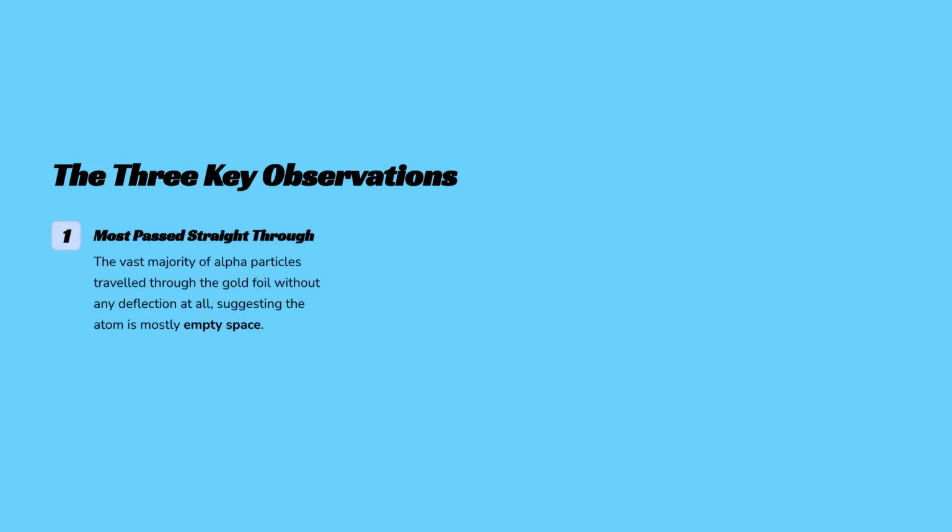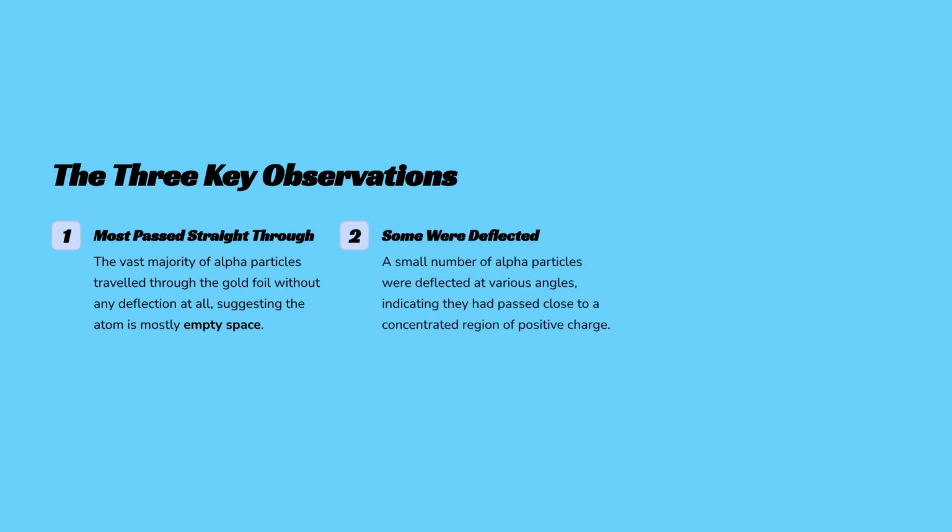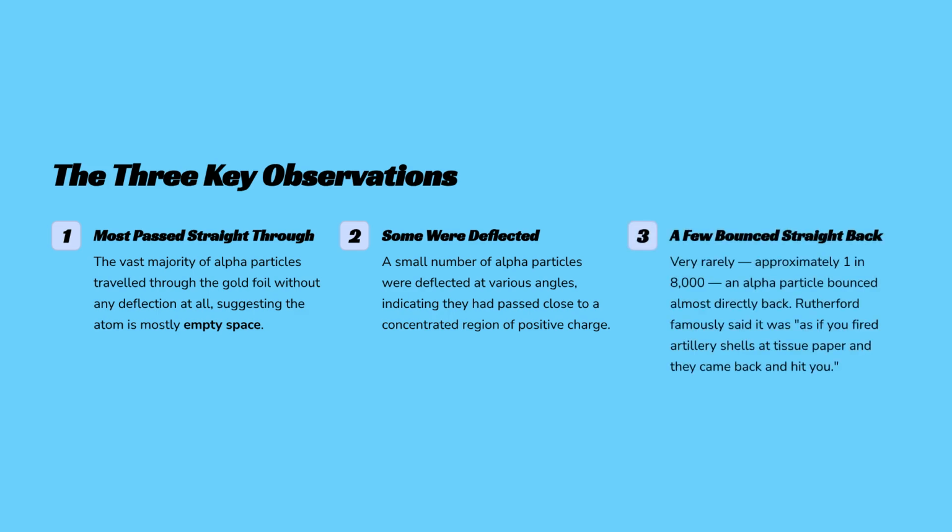The experiment yielded 3 key observations. First, most particles pass straight through, suggesting the atom is mostly empty space. Second, some were deflected, indicating a concentrated positive charge. Finally, a few bounced straight back, as if striking a dense center.